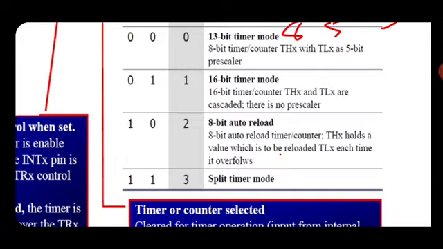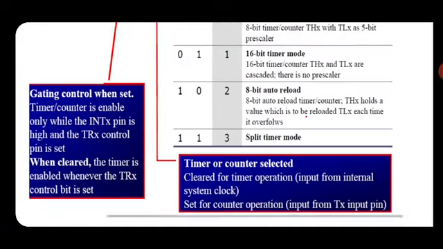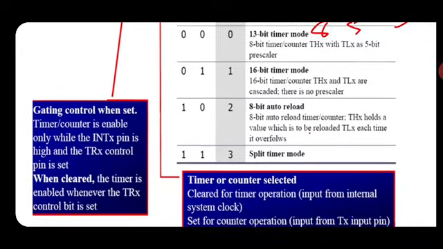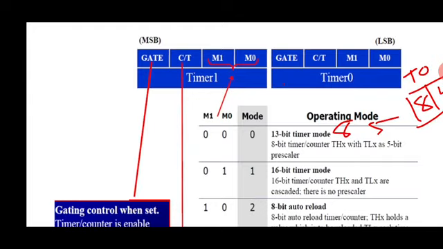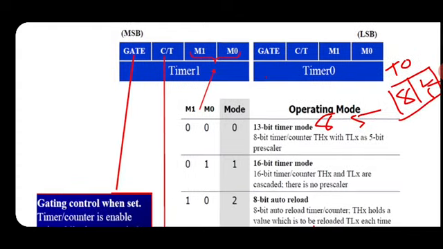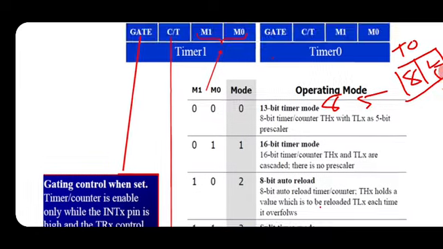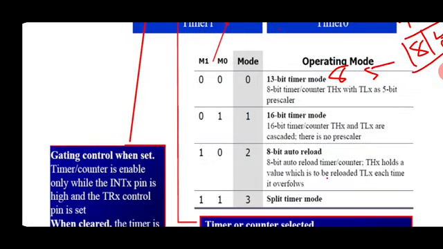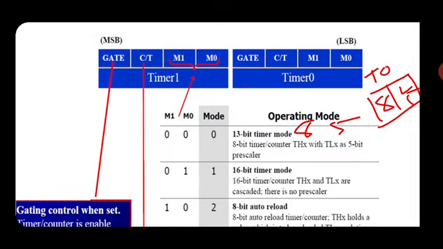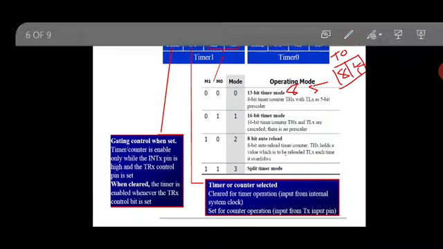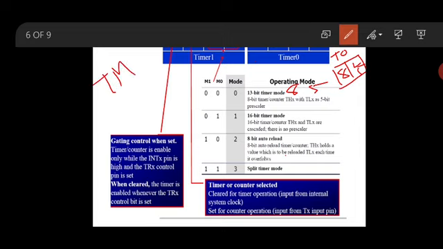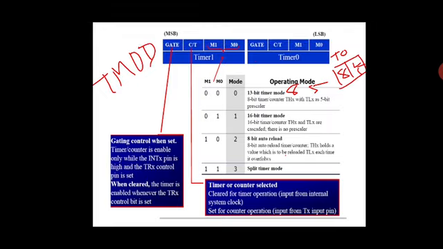If both bits are 1 1, it is mode 3, the split timer mode. The same applies to timer 0 also, with M0 and M1. You can operate in any of the modes 0, 1, 2, 3. I hope the concept of mode is clear. It depends on the lower 2 bits of which register? The TMOD register. This is the TMOD register.